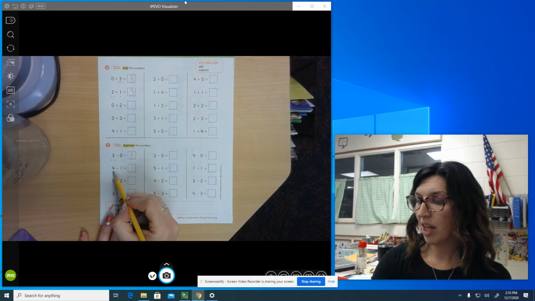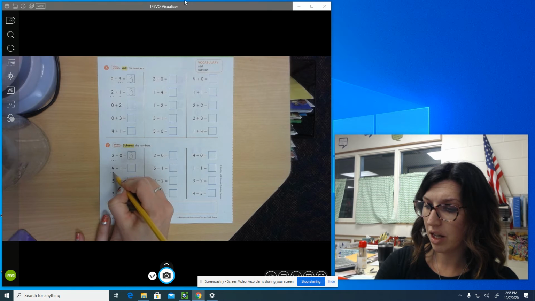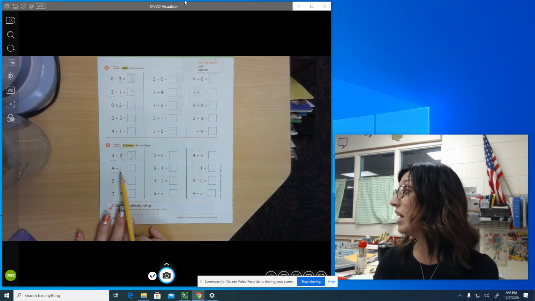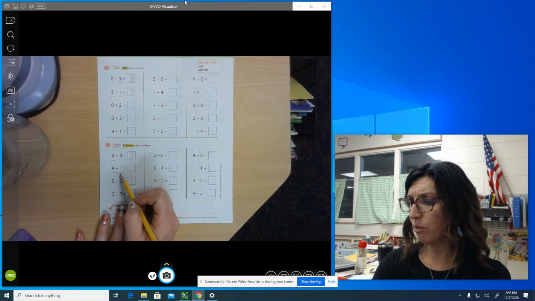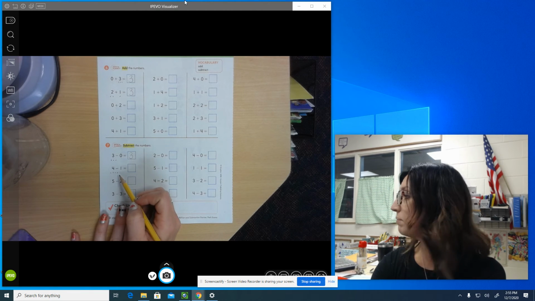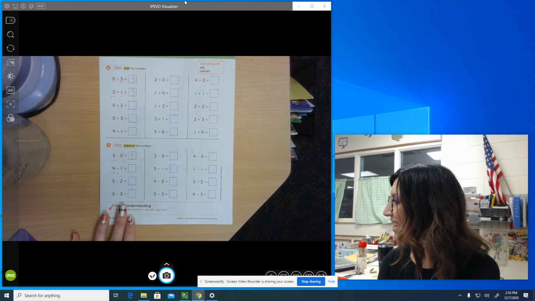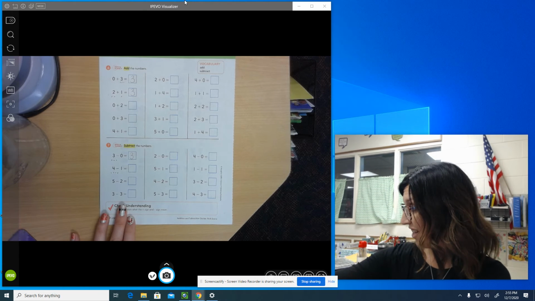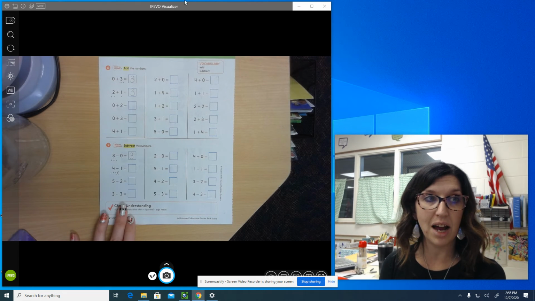Let's do the next one. How many do I have first? 4. I'm going to draw 4 dots. 1, 2, 3, 4. But now I have to take some away. Look at the problem. How many will I take away? 1. How do I do that, Jalen? What do I need to do to show that I'm taking one away? I could erase it, but I don't want to erase it on my paper. What's the faster way? Cross it out. So I'm going to cross out 1 dot.